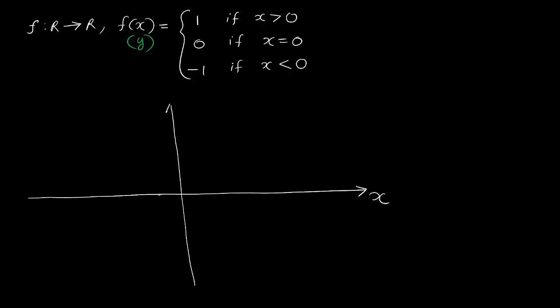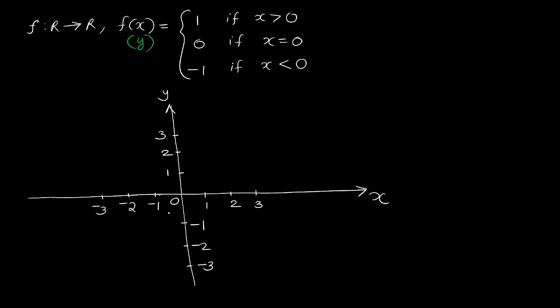This is the x-axis, this is the y-axis. Let me plot some important points: 0, 1, 2, 3, 4, and on the other side -1, -2, -3, -4, etc.